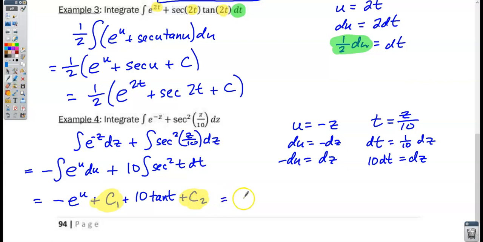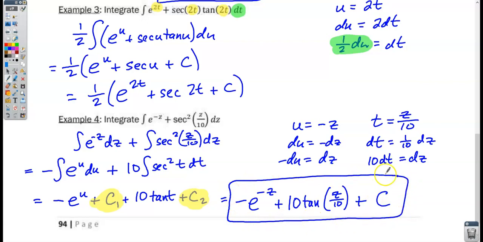And now I'm going to bring all my letters back. I've got negative e to the u. U was equal to negative z. I've got 10 tangent of t. T was equal to z over 10. And then I combine those constants into a single constant of integration. And there's the integral of e to the negative z plus secant squared of z over 10 dz using multiple substitutions.